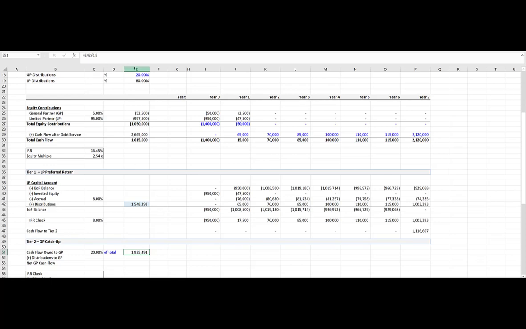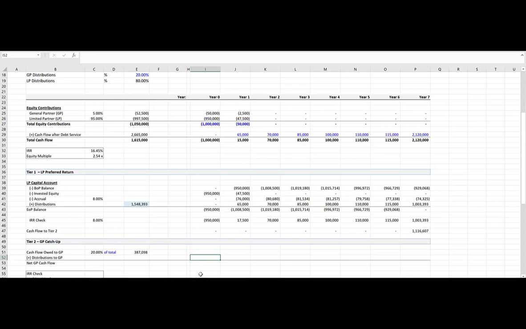Now what we're going to do, let's make this an actual formula. So equals 1.55 million divided by 1 minus 20%. Okay, and then we're going to subtract what was already distributed. So this is the balance that's owed to achieve that previous number we just talked about, 1.935 million. So this is what's owed to the GP in Tier 2. And now we have to figure out how that's going to be distributed.